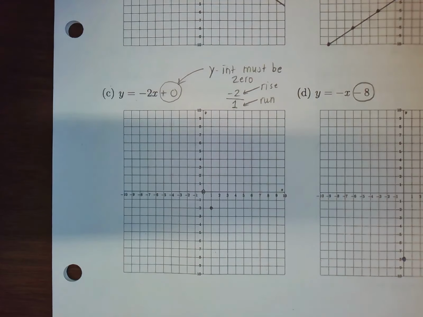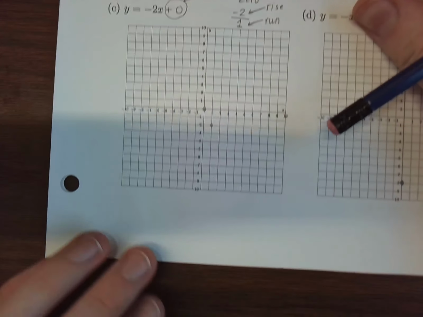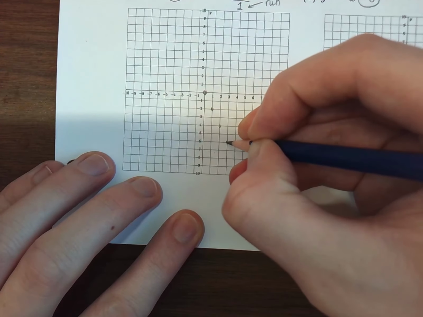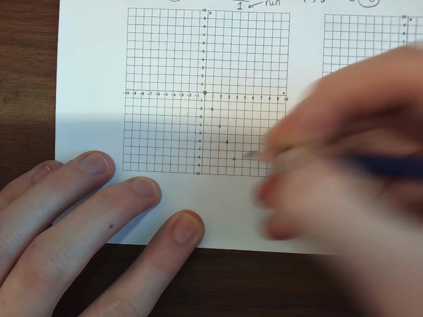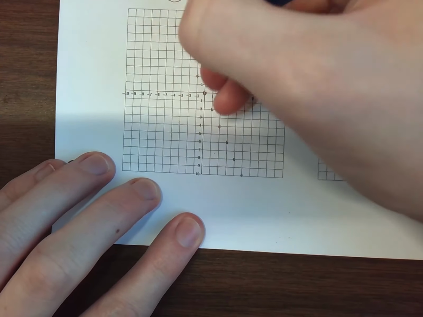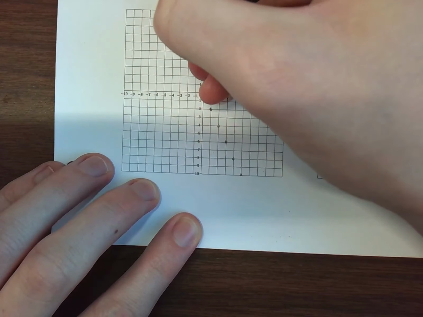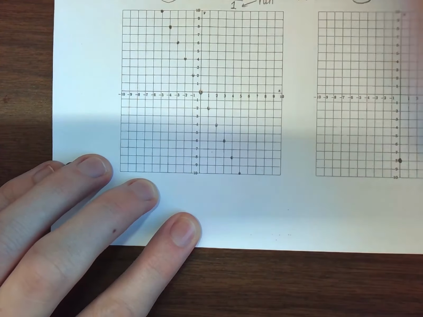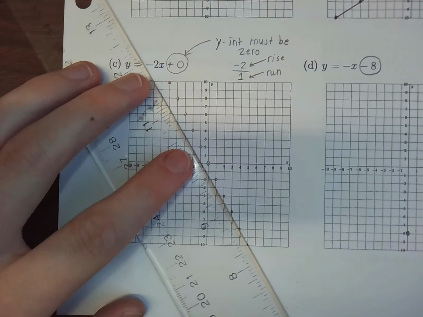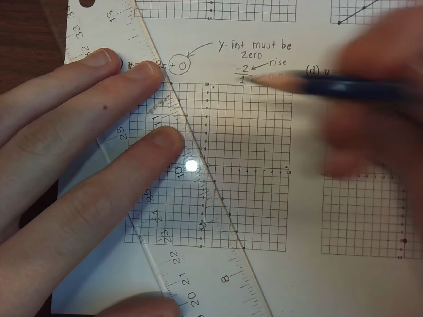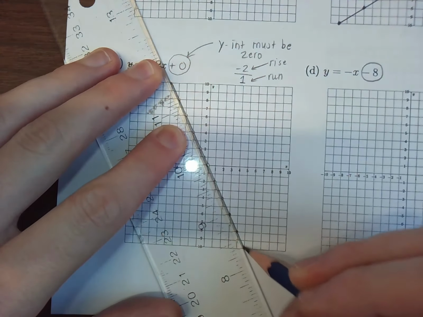Here, I'll make it so that you can see better. Across 1, down 2, across 1, down 2. You didn't even necessarily have to put in all of these points. I'm just drawing in all these points for the sake of explaining and having a good example.